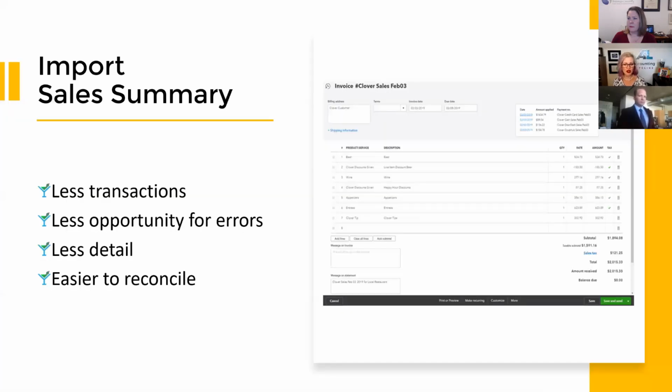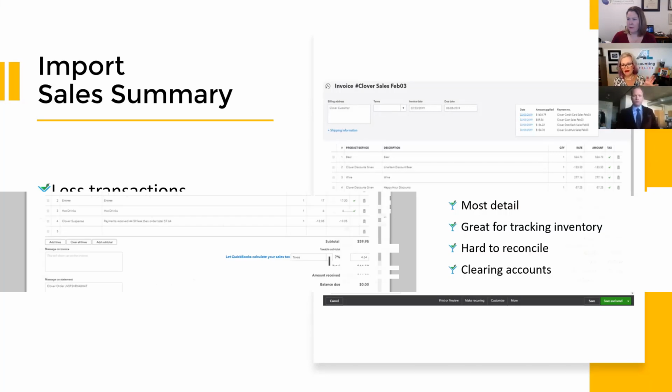But another option, and this is really my most preferred option, is being able to import the sales summary. These daily sales summaries mean that you have fewer transactions inside of QuickBooks Online, less clutter, and less opportunity for error. Because remember, Clover is going to handle all of that heavy detail. What you sold and who you sold it to is happening over here.